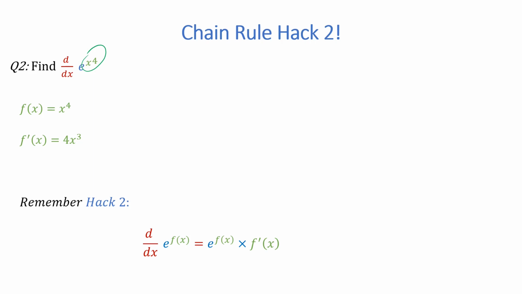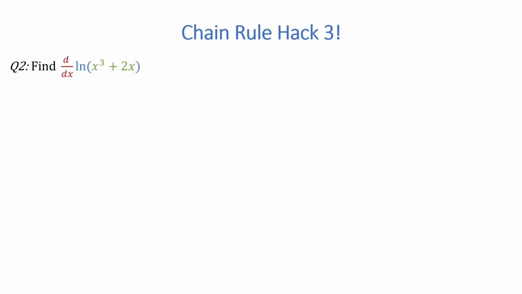So now all we have to do is put this information in our equation. So that's going to be e to the f of x, which is just e to the power of x to the power of 4, times its derivative, which is 4x cubed. And we can simplify this, and it will become this.